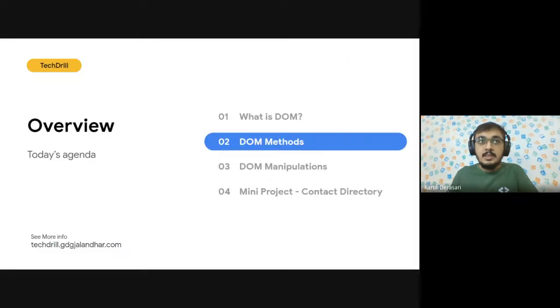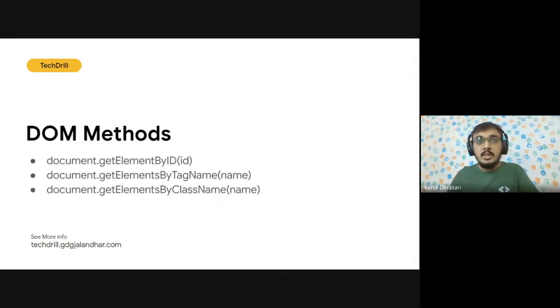Next thing is DOM methods. So we discussed a lot about what we can do using DOM and what we can do using JavaScript. For all kinds of interactions, for all kinds of manipulations, for all kinds of changes that you want to make, we need to use different kinds of methods. A method is nothing but a function.